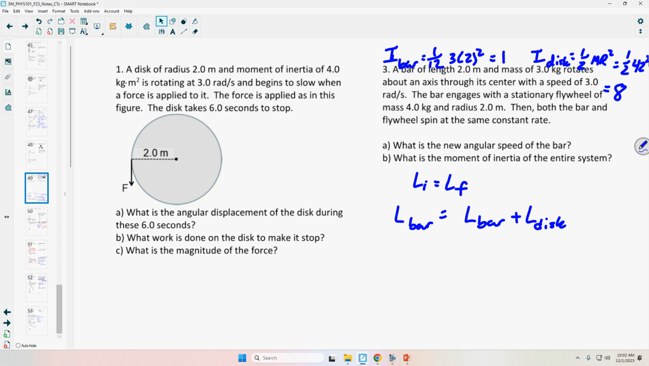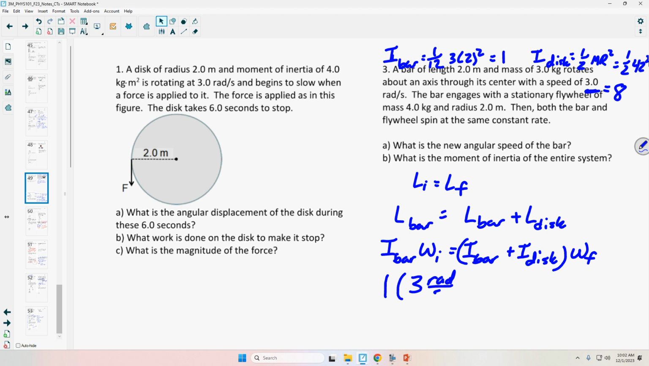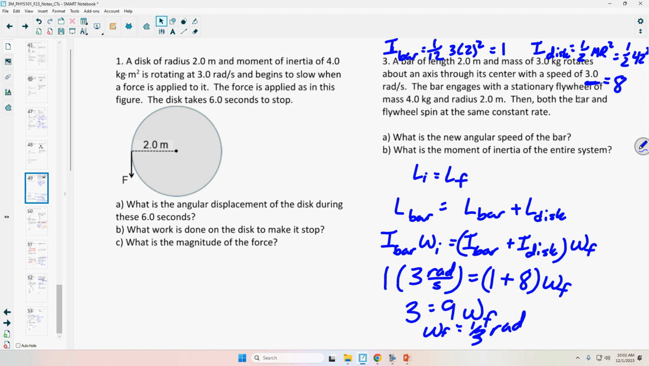So this is going to be I of the bar times omega initial. This will be equal to I of the bar plus I of the disk times omega final. So that is 1 times omega initial, which is 3 radians per second, is equal to 1 plus 8 times omega final. So 3 equals 9 omega F. So omega F equals 3/9 or 1/3 radian per second.